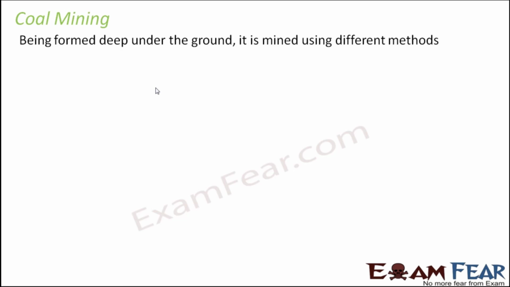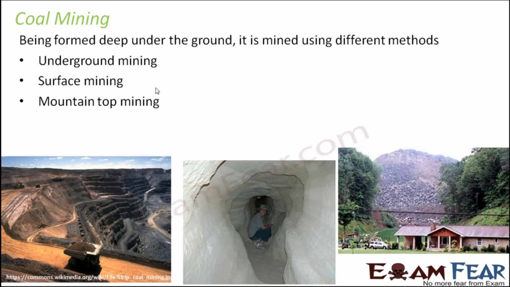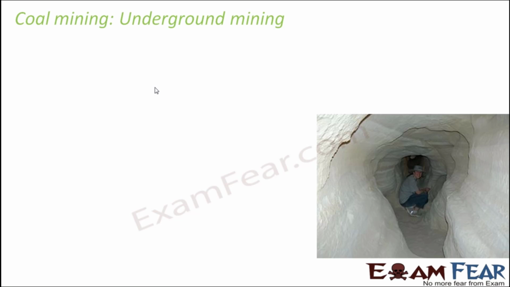Coal, being formed deep under the earth, is mined using different methods. Let us look at some of the methods by which coal is mined. One is underground mining, one is surface mining, and the third one is mountain top mining. What are each of these? Let us spend some time quickly to understand how each of these different methods work. We will start with underground mining.